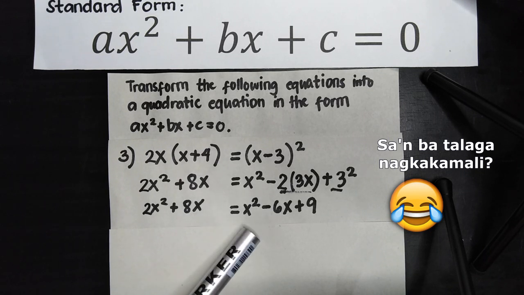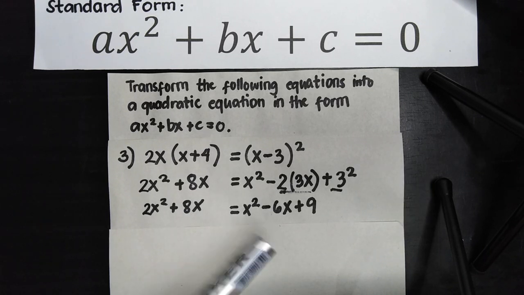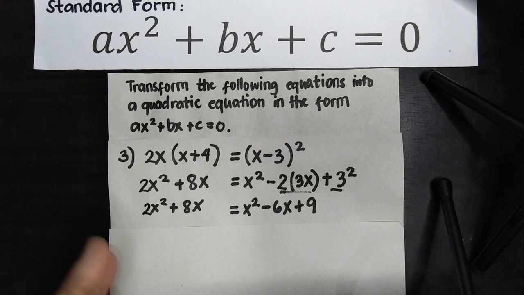Because with transposing, they make mistakes in the sign. Now, take note, class, transpose is not part of the properties of algebra. Or there's no rule in algebra which we call transpose. Actually, transpose is just the term that we use to describe the application of the addition property of equality.